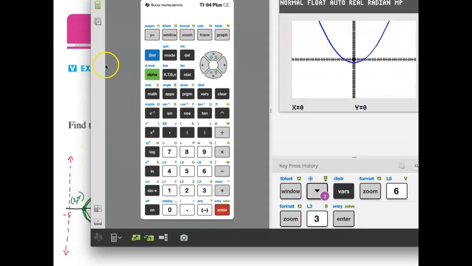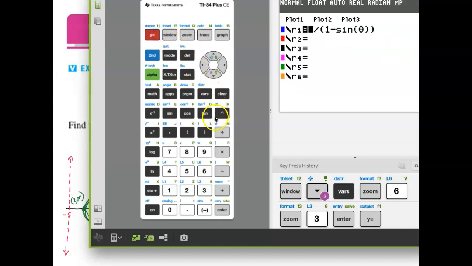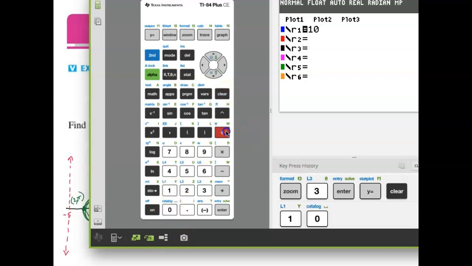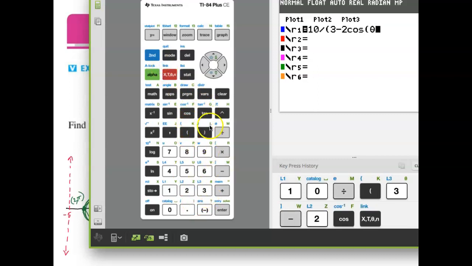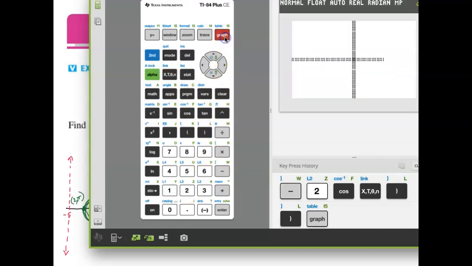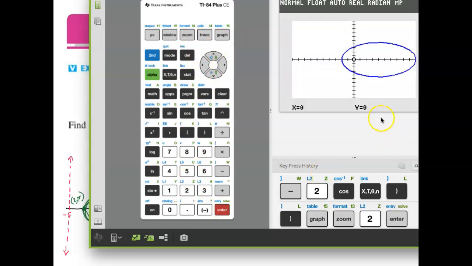So let's just verify in the calculator. So now I have 10 divided by 3 minus 2 cosine theta. There we go.